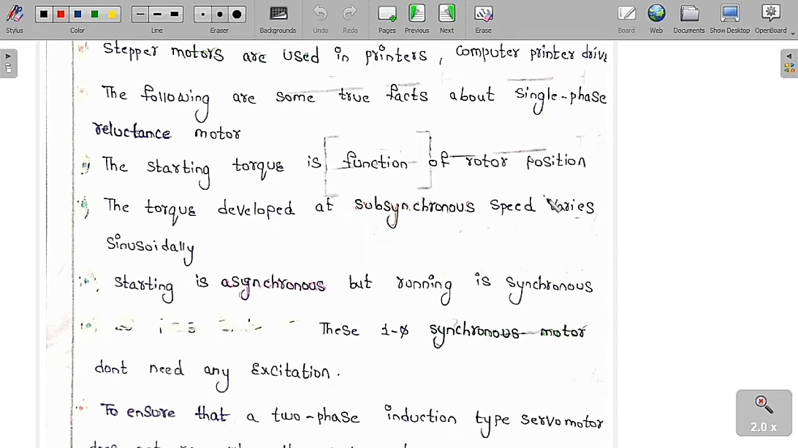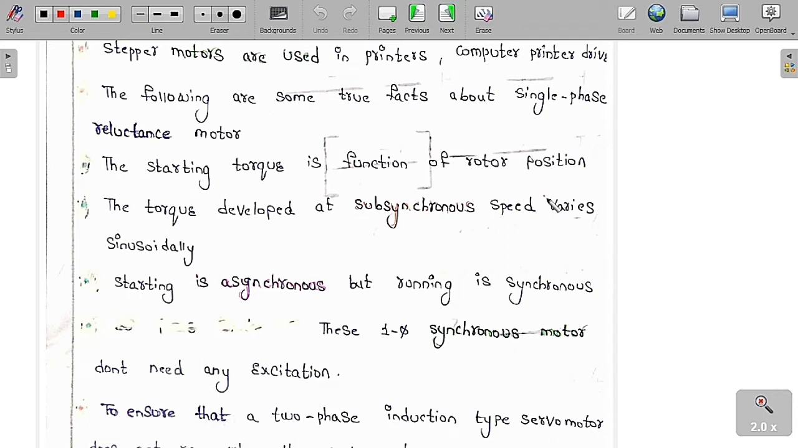Asynchronous means Ns is not equal to Nr initially, but finally Ns is always equal to Nr. This single phase synchronous motor doesn't need any excitation. Here we don't need any field excitation. For this reluctance type single phase synchronous motor, any field excitation is not required. These are some of the important facts regarding the single phase reluctance motor.